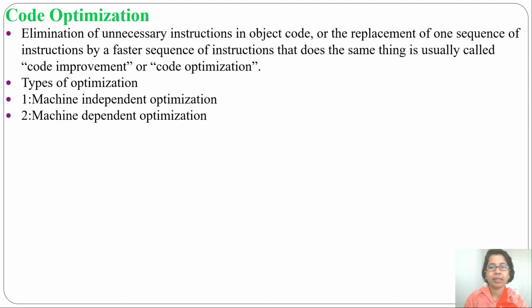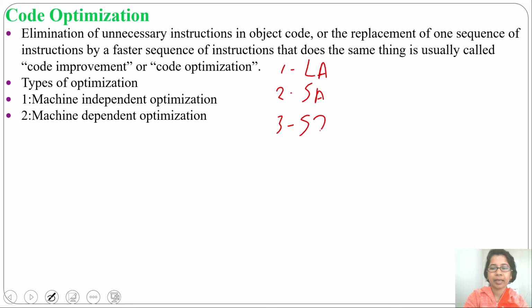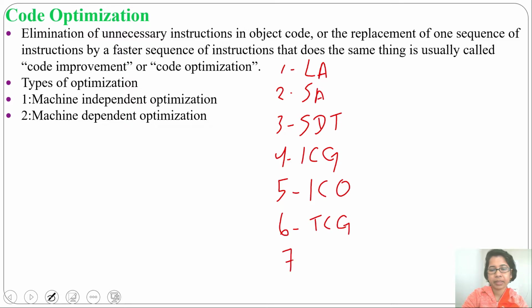In a compiler, there are 7 phases. First phase is lexical analysis, second phase is syntax analysis, third phase is syntax directed translation, also called semantic analysis. Fourth phase is intermediate code generation. Fifth phase is intermediate code optimization. Sixth one is target code generation. Seventh phase is target code optimization.